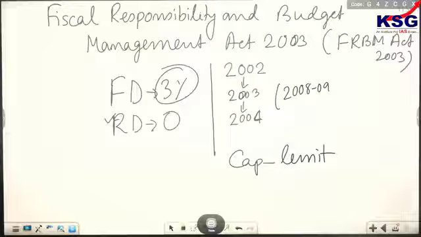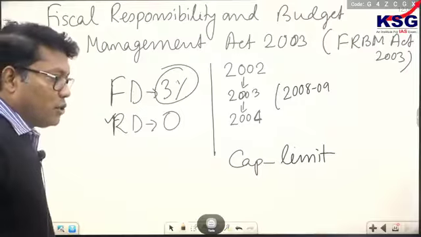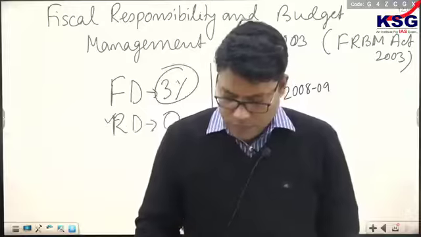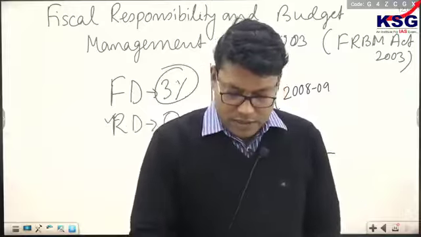When the country is facing a war, a national security problem or natural calamities, then the government can borrow from the RBI. Write one more line: borrowings from the RBI are permitted in exceptional situations, like natural calamities.